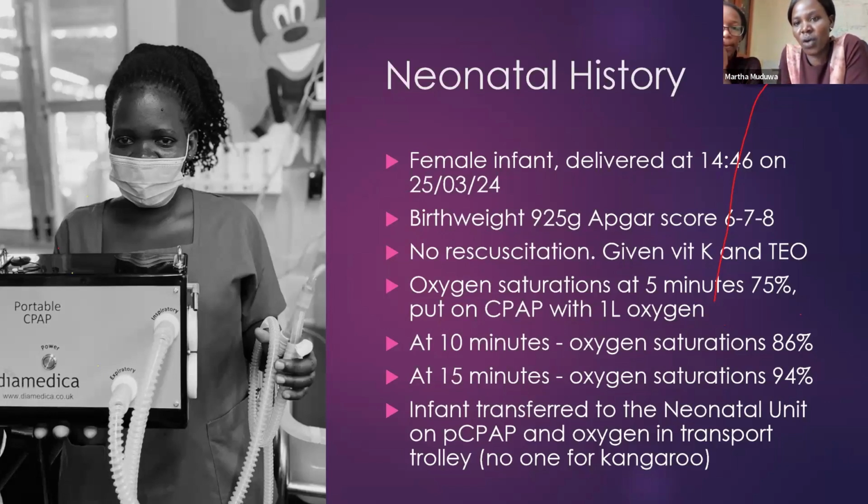Baby was put on CPAP with 1 liter of oxygen. At 10 minutes, oxygen saturation was 86%. At 15 minutes, oxygen saturation was 94%. Infant was transferred to the neonatal unit on CPAP and oxygen in a transport trolley. All this was done in the delivery room. And here is one of my colleagues who is working with us, and she was ready to set the baby on CPAP. This is one of the portable CPAPs that we have in our neonatal unit.